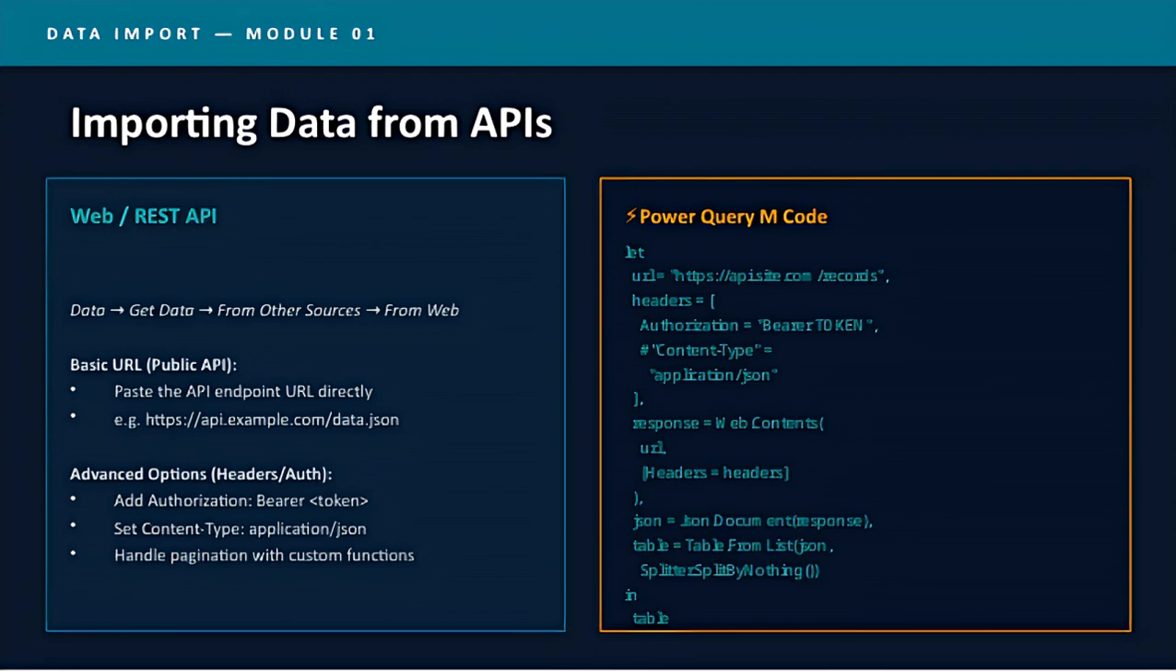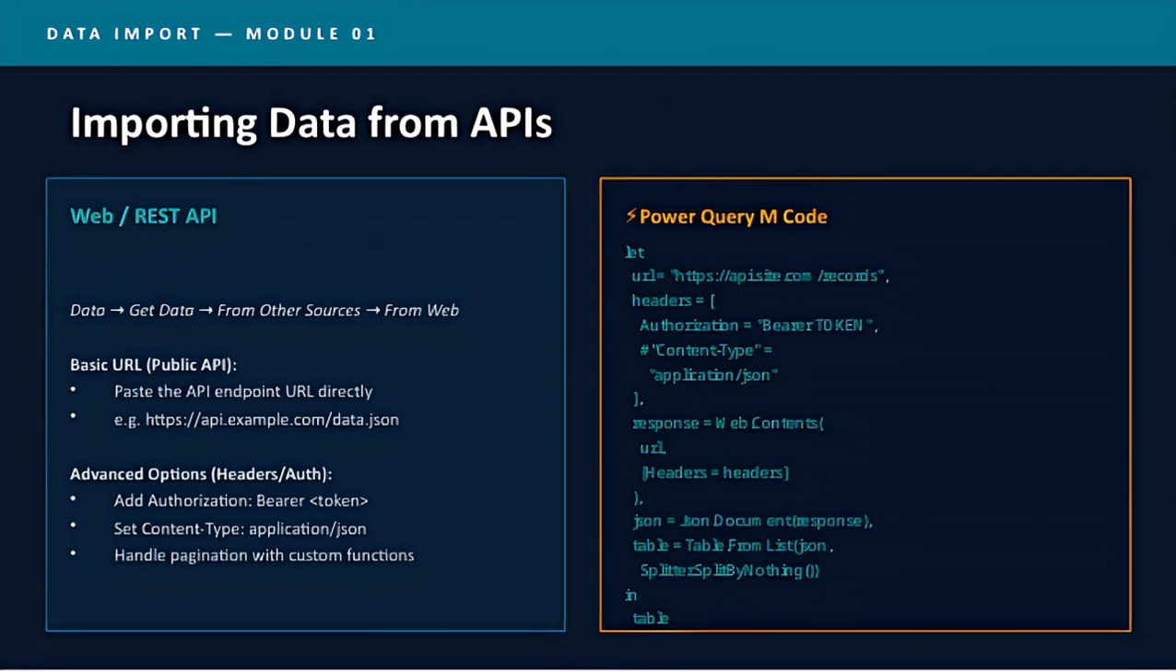This is essential for authenticating our request, and the content type, which we set to application/JSON because we're working with JSON data. Then we use Web.Contents to make the actual web request, passing in the URL and headers. This function retrieves the raw response from the API. After getting the response, we parse it into a JSON document using Json.Document. This step converts the raw response into a readable format.